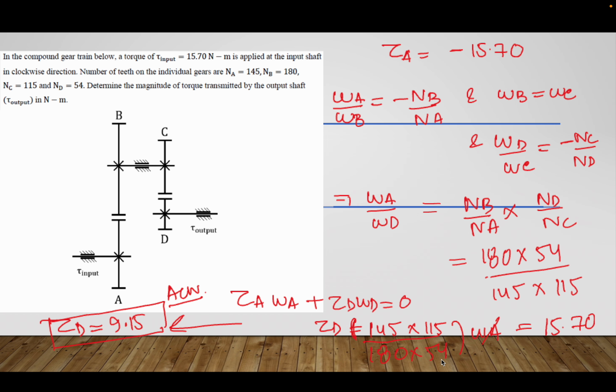Wait a minute, have I substituted the value of, yeah, so I have divided this whole thing by 15.70, and we get the value of tau D is 9.15. You can try it out. Okay, these are just algebraic equations you have to solve. Okay, so that's not a big deal. So try these questions.